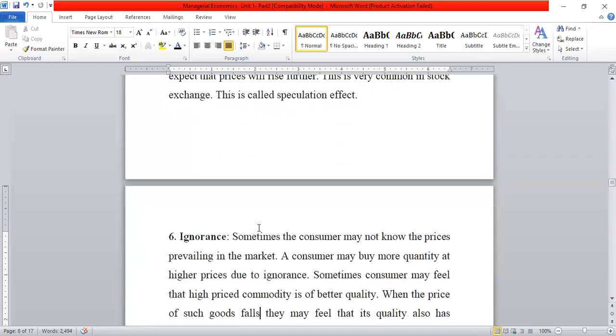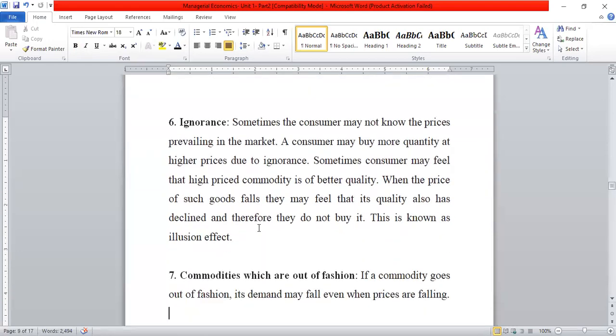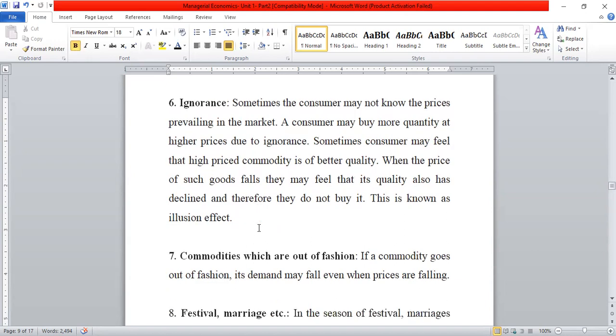And ignorance. Sometimes people have no idea what the market prices are, and they are not conscious of the prevailing high prices. In that case, consumers are ready to buy larger quantities of products at high prices due to ignorance. And then commodities which are out of fashion. If a commodity goes out of fashion, its demand may fall, even when the prices are falling.